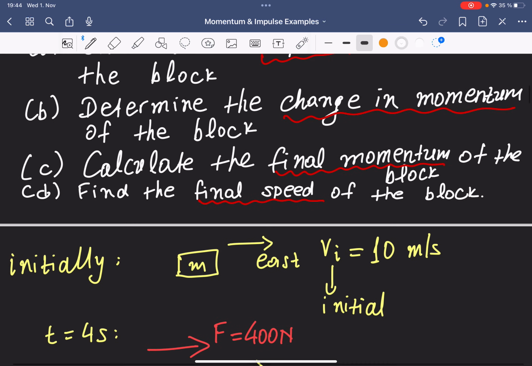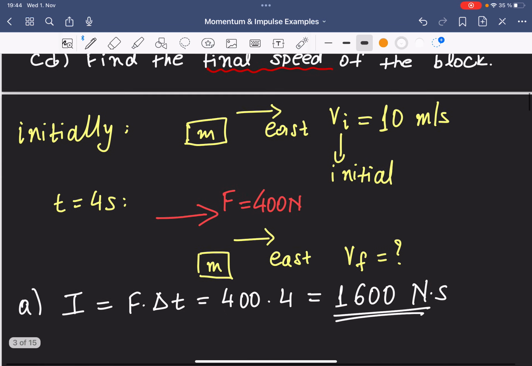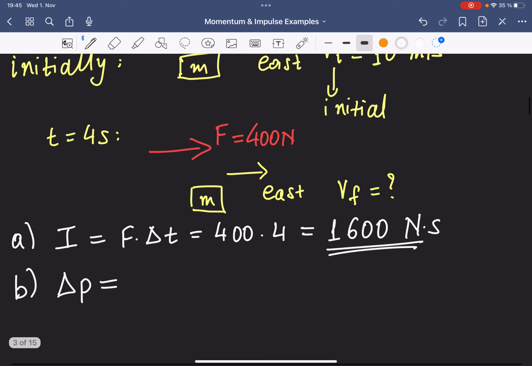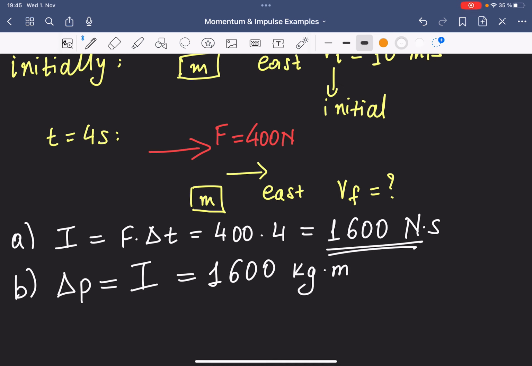B, the change in momentum of the block. The change in momentum, delta P. But as we said in the first slide, the change in momentum will be equal to the impulse, and therefore the change in momentum is going to be indeed 1600 kilograms times meters per second. So nothing new here.